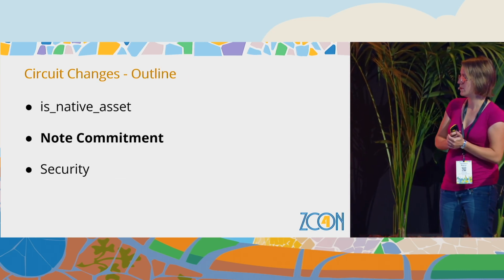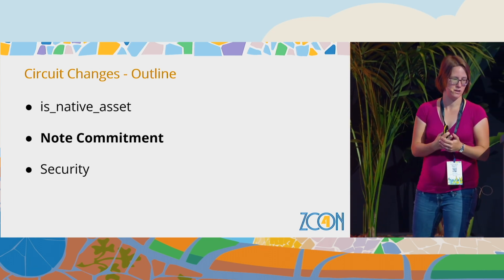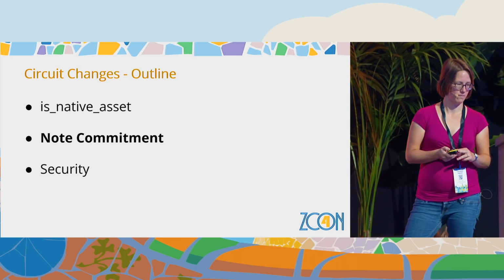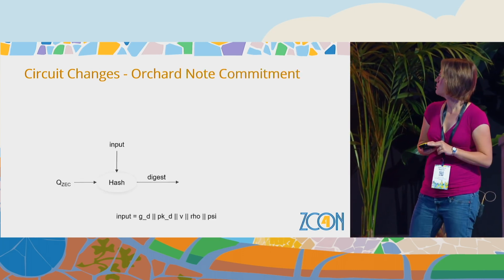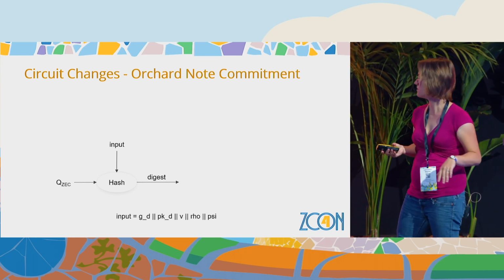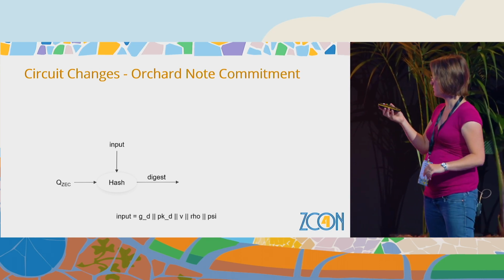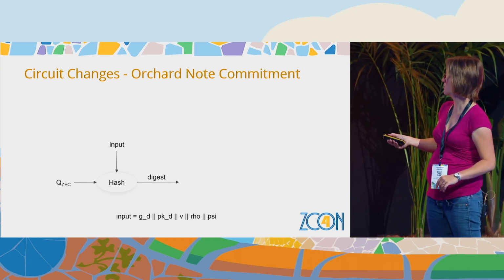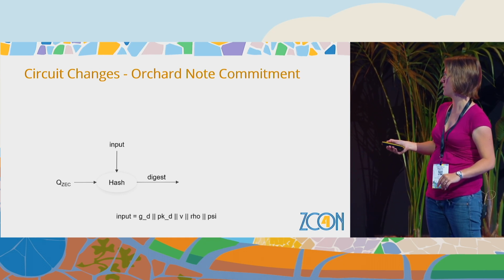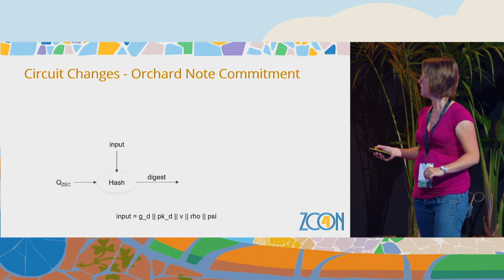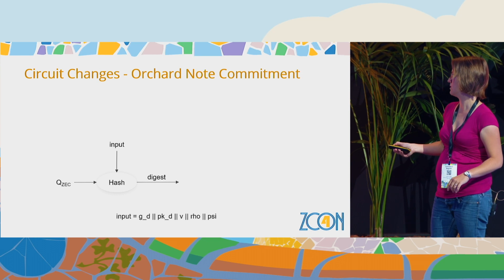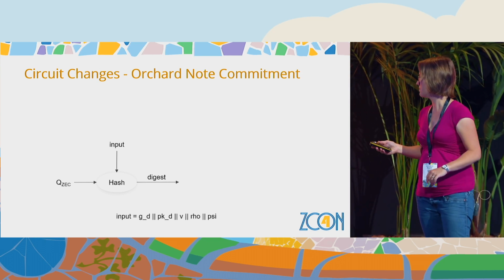Now I will discuss note commitment and the challenges around implementing the new equation for note commitment. So just to recall how note commitment is currently implemented in Zcash. Firstly, we evaluate the hash between a constant point QSec and an input. QSec is a public point, and the input is a concatenation of some private inputs, some witnesses. And we will obtain a digest.